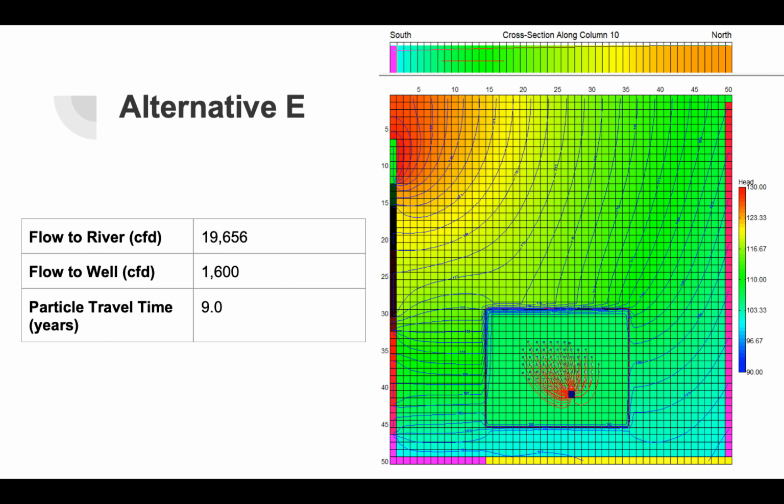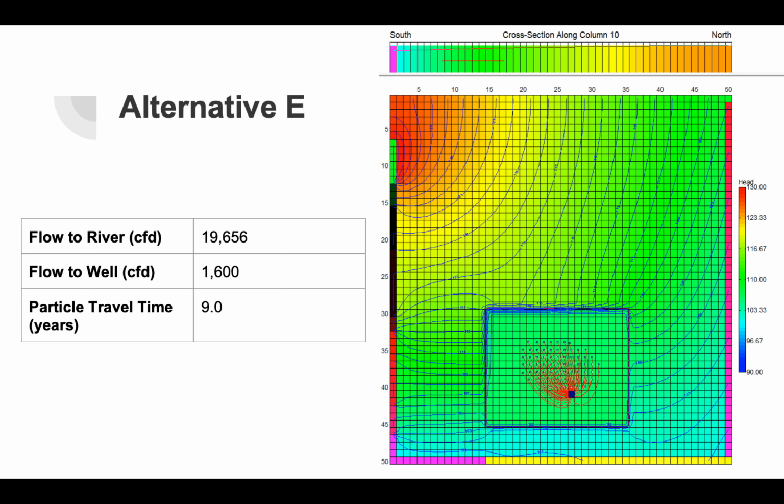In alternative E, this is our final design. We decided on this design, which has a well on the southeast side, right by the landfill. This well will have a pumping rate of 1,600 cubic feet per day. This model also includes the impermeable cap and the confining wall with no drains. As you can see, compared to alternative F, there are no drains.